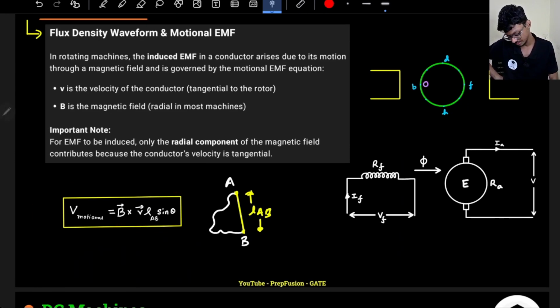B cross V, L. Sin theta will not be there separately if it is B cross V, right? B cross V automatically gives sin theta. So now I hope you have understood the basic principle of motor and the basic principle of generator.